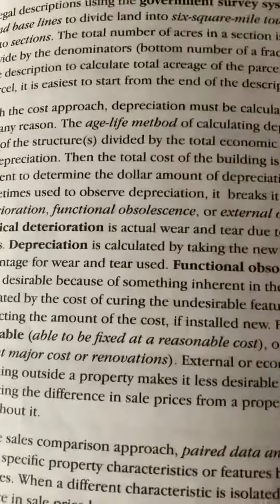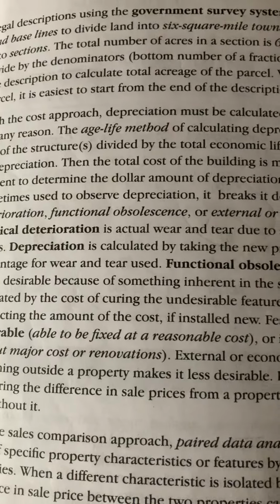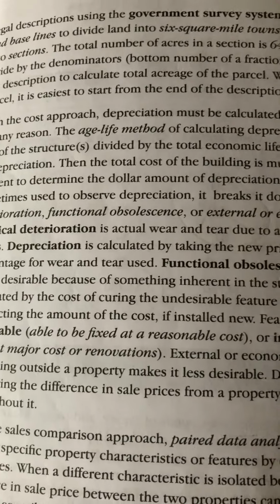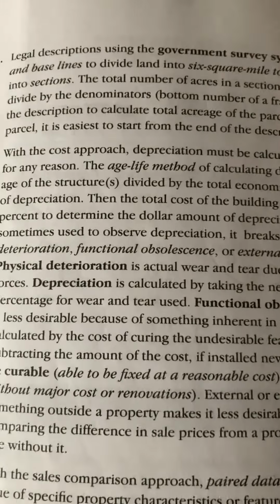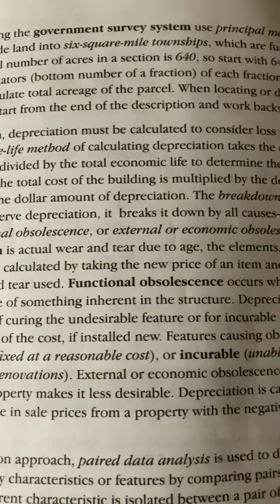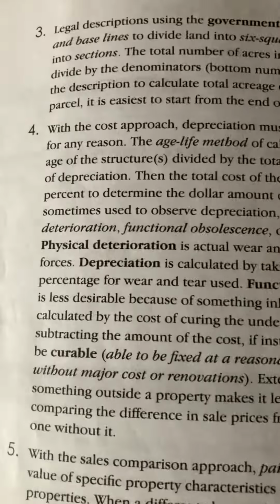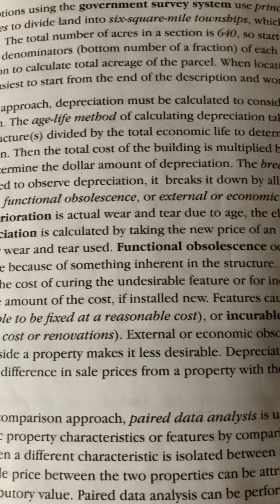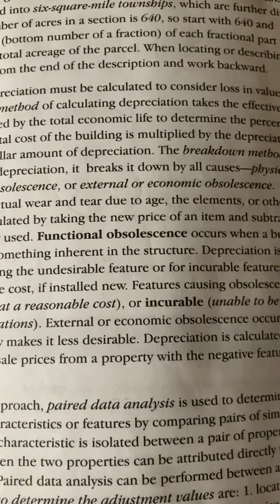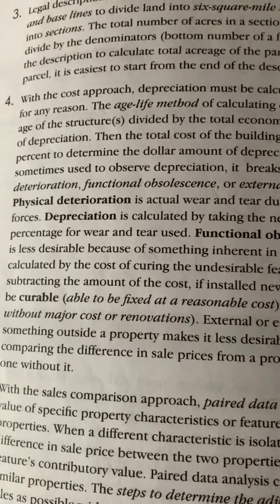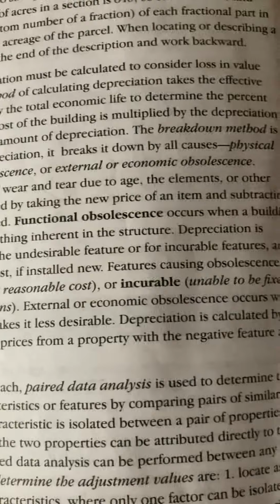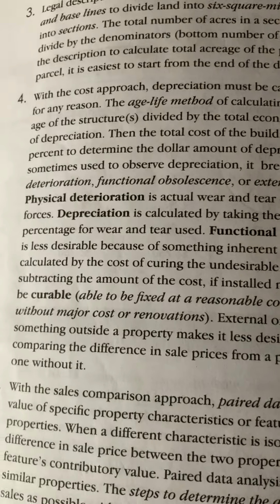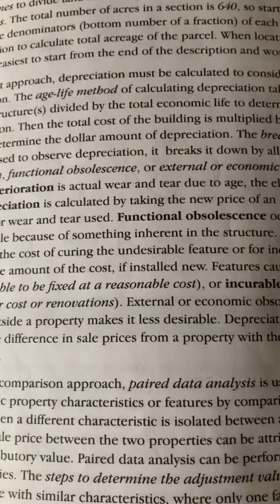The breakdown method is sometimes used to observe depreciation. It breaks it down by all causes: physical deterioration, functional obsolescence, or external or economic obsolescence. Physical deterioration is actual wear and tear due to age, the elements, or other forces. Depreciation is calculated by taking the new price of an item and subtracting a percentage for wear and tear used.